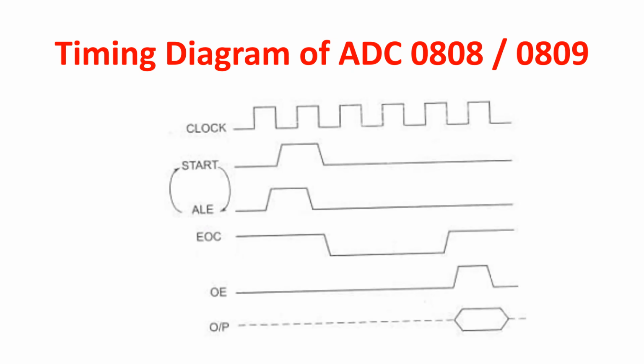Timing diagram of ADC 0808 or 0809 is represented here. The signals are start signal, ALE, that is address latch enable signal, then EOC, that is end of conversion signal, and OE, output enable signal, finally output. And these states have been represented in this timing diagram.